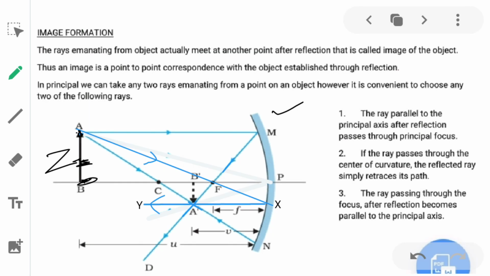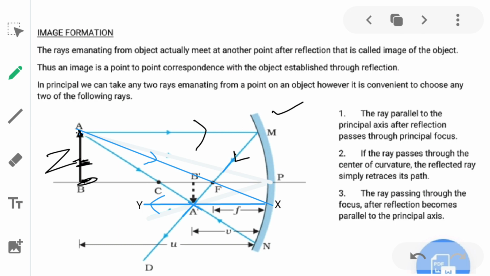So here from the object, the ray AM is parallel to the principal axis. So after reflection, it is passing through the principal focus, MFD. It is passing through the principal focus.